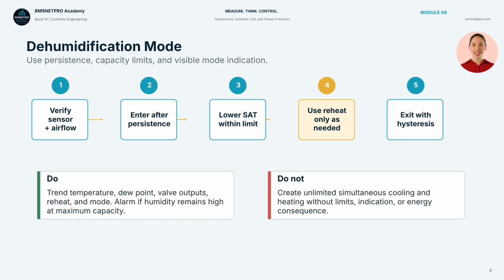A dehumidification mode day should be intentional. Verify the humidity sensor and airflow, enter the mode after a persistence delay, lower the supply air set point gradually within approved limits, use cooling to remove moisture, and use reheat only as required to prevent zone overcooling. The mode should be visible to operators and should exit with hysteresis after humidity recovers.